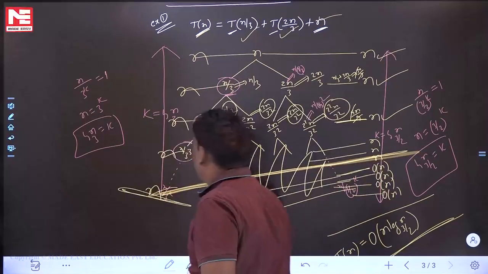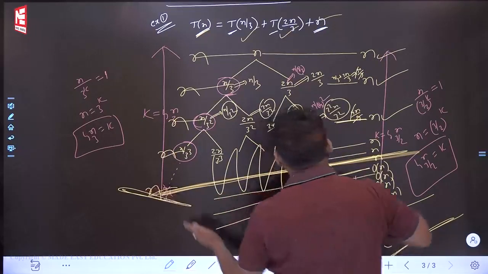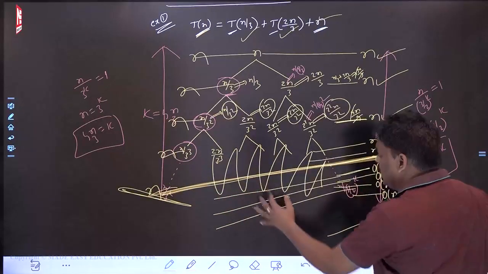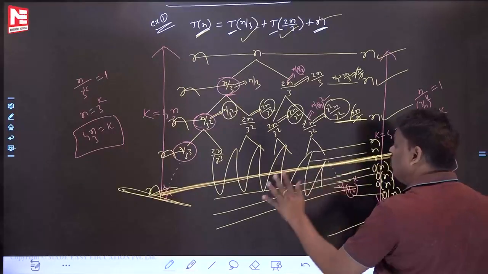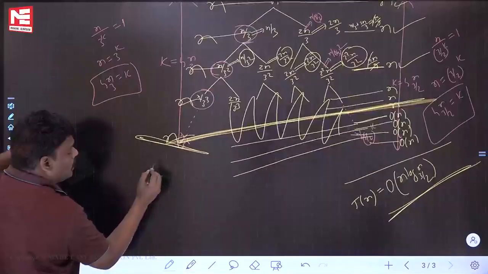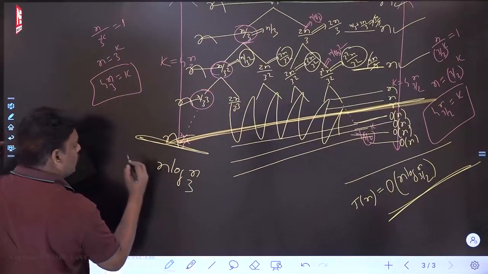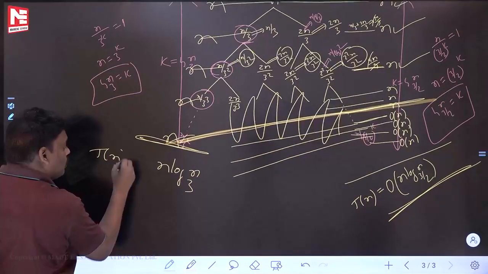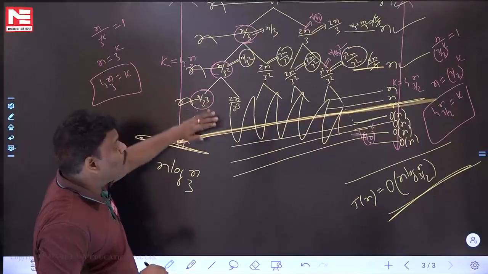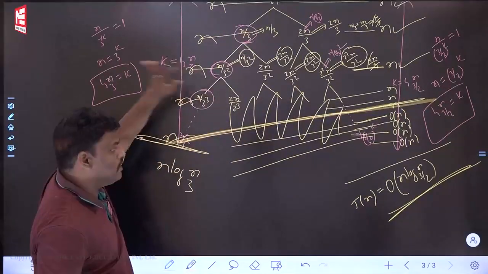If I stop here, what happened? If I stop here, you are leaving some things. On the right hand side, some more people are there, but still you are leaving them. Assume that I stop here. Every level is n, like that log n base 3. So what is the answer? n log n base 3. Comparing with the actual answer Tn, Tn is not more. Tn is going to be less on this side and more on that side. Overall it is called Tn.